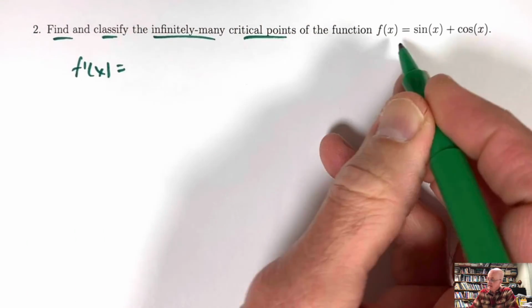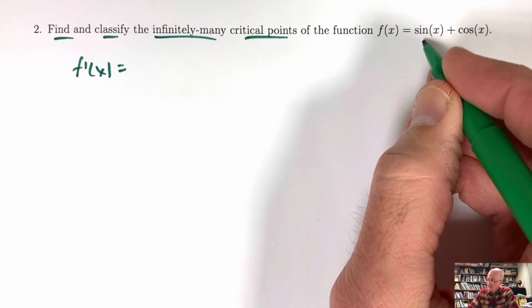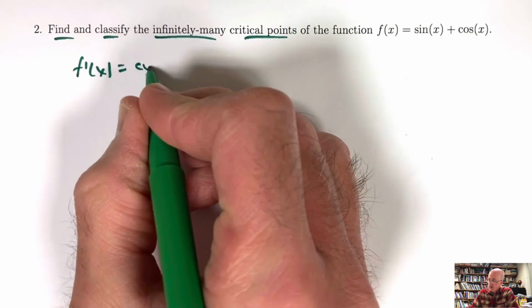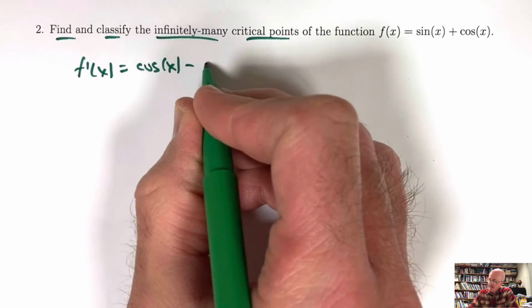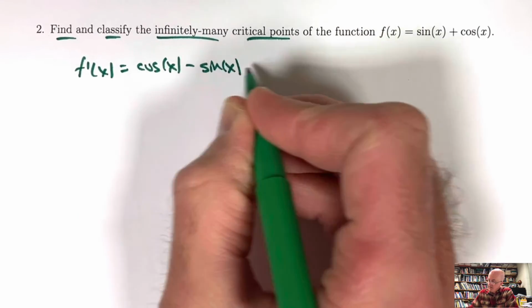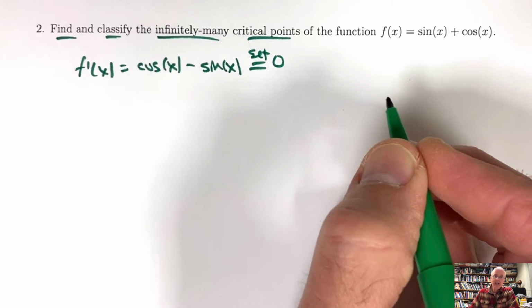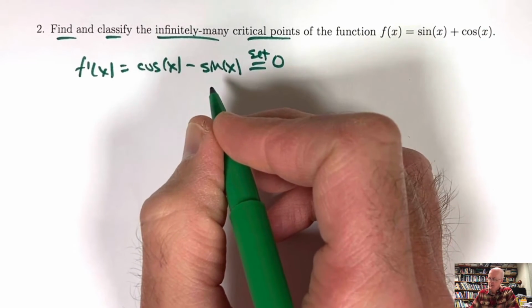The derivative, this is a linear combination, a sum of two functions, so the derivative of it will be the derivative of this plus the derivative of that. The derivative of sine of x is cosine of x. The derivative of cosine of x is negative sine of x. So there is the derivative. To find critical points, we set this equal to 0 and solve for x. How in the world can we do this? We can't factor the left side, can we?